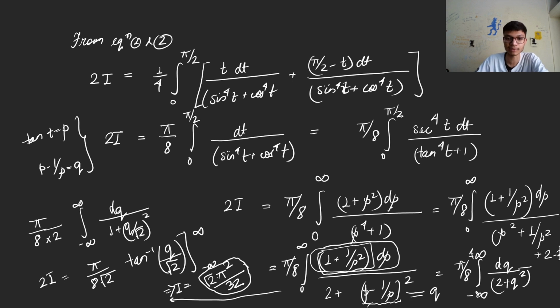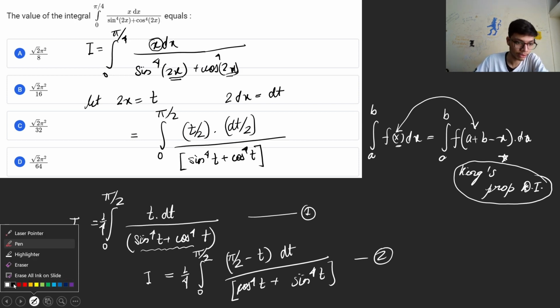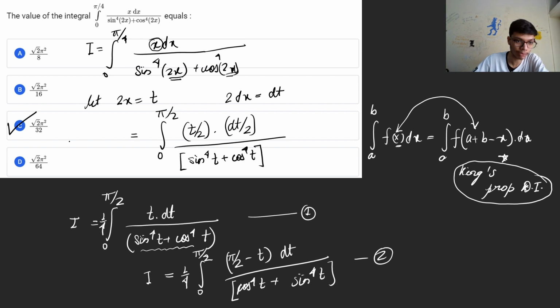If you have studied the chapter of definite integration, then you must have covered that there are various types of solving integrations. This is one of the types of integral that you have to solve. With this, the answer to this particular problem is going to be option number C, that is root 2 pi square by 32. So that is option number C.